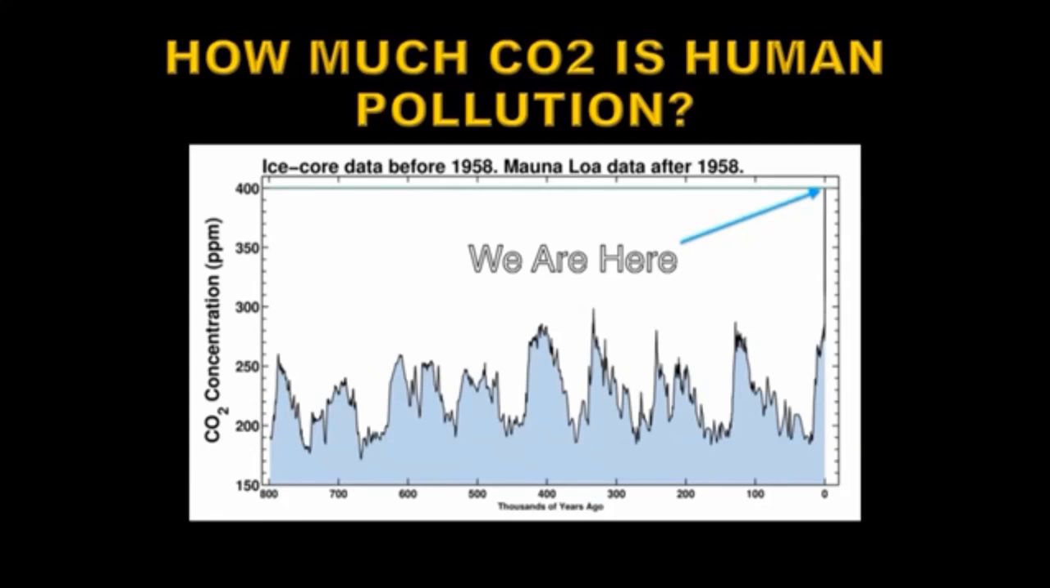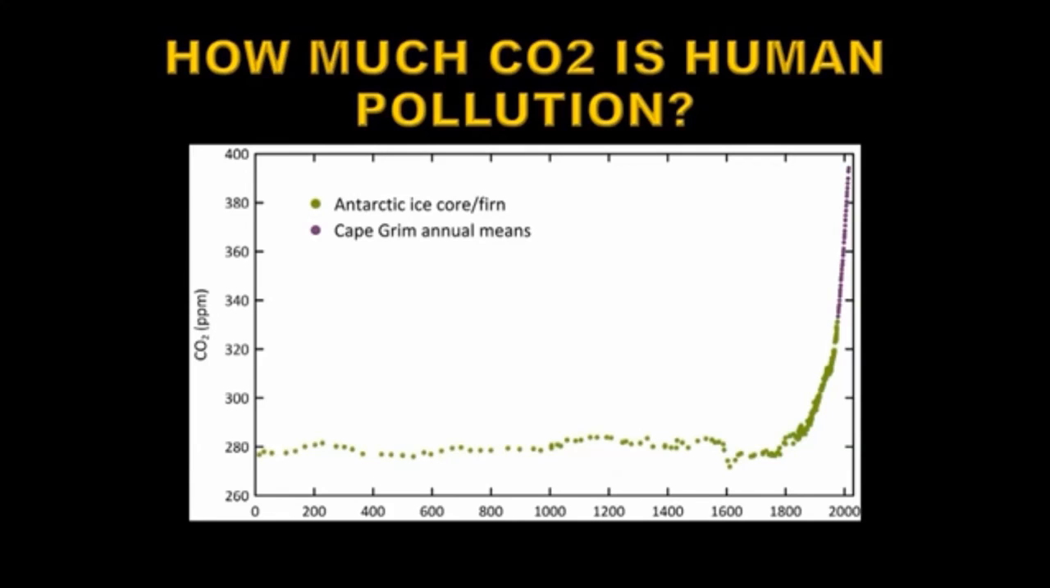How much of the carbon dioxide in the atmosphere is from human pollution? If you go back nearly 1 million years, you can see that the carbon dioxide levels have varied from about 180 parts per million to about 280 parts per million. It's only in the recent few decades that the concentration has increased to over 400 parts per million. If you look back over the last 2,000 years, for most of that time, the carbon dioxide level in the atmosphere was about 280 parts per million.